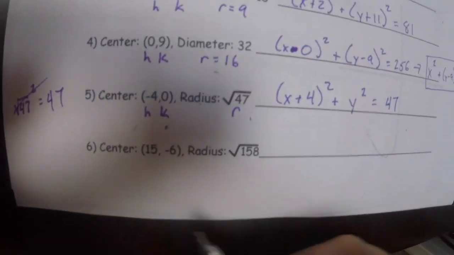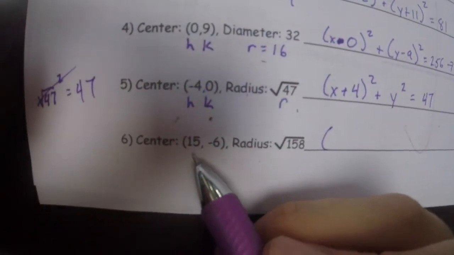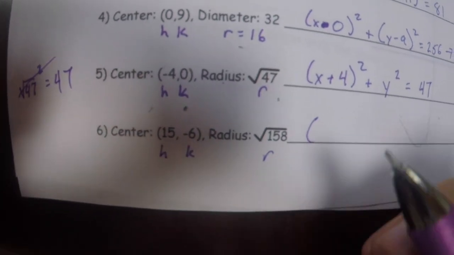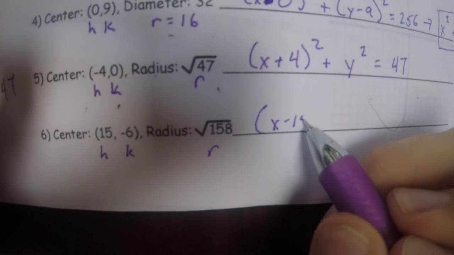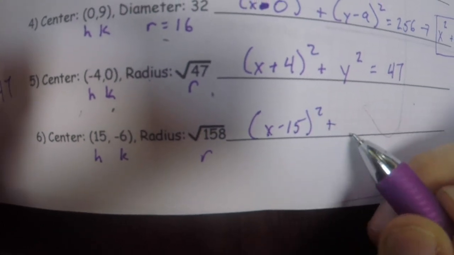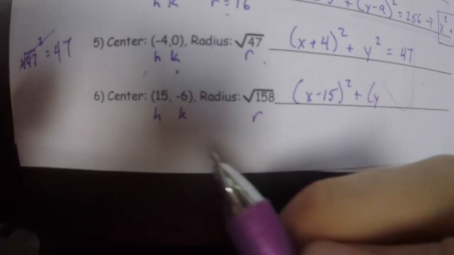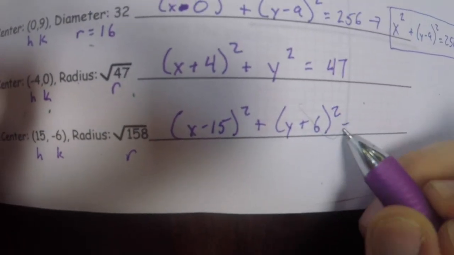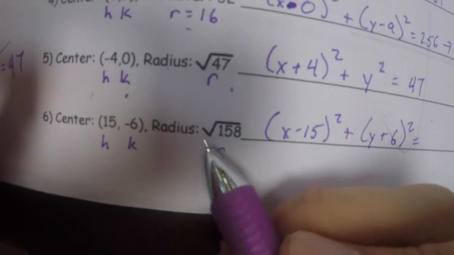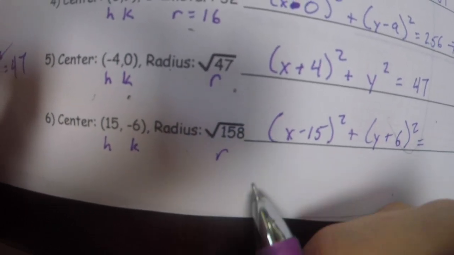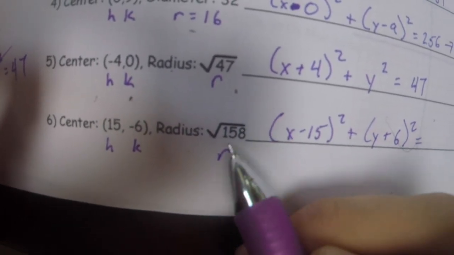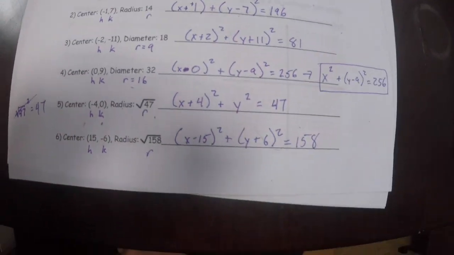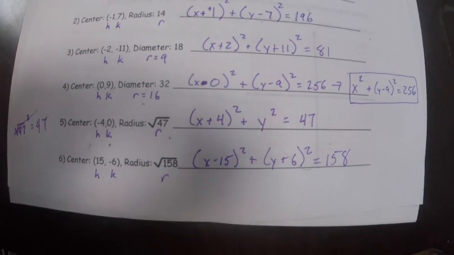And last one on the page. Here's my h, here's my k, here's my r. So x minus 15 squared plus y, this is -6, so it's going to turn positive 6 squared equals, what's radical 158 squared? Remember, if you square a radical, the radical just disappears. So we're just left with good old 158 over here. Make sense?